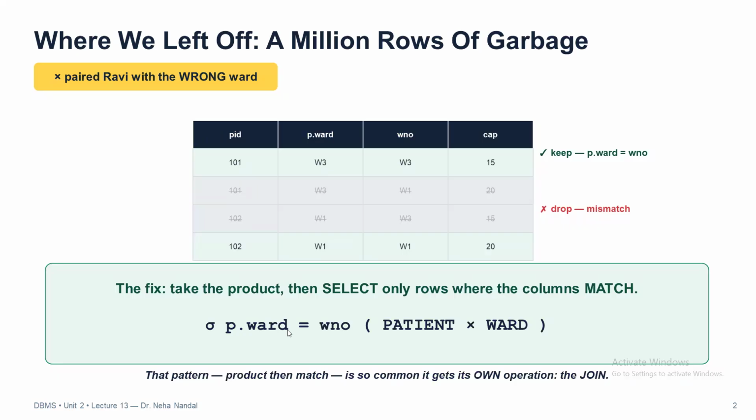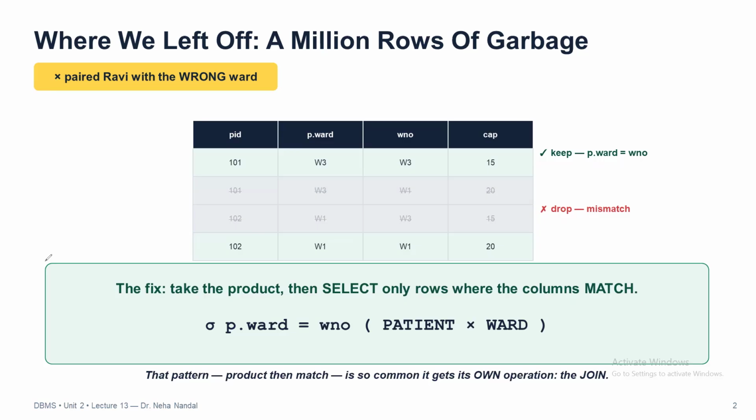In the last lecture, we saw that the Cartesian product gave us 4 rows, out of which 2 were dropped because the ward number did not match. But it was given by the product. Correct. There are millions of combinations possible, and some of them we have to drop because they are a mismatch.